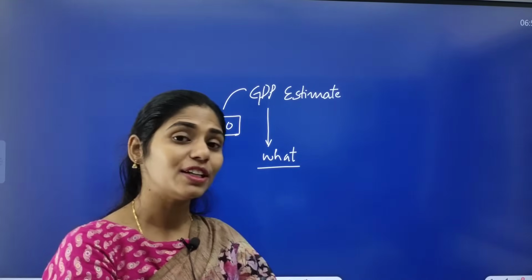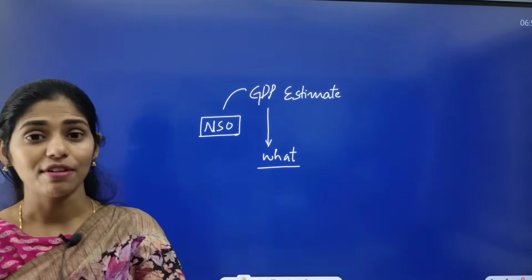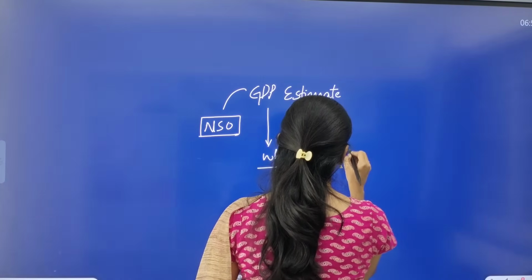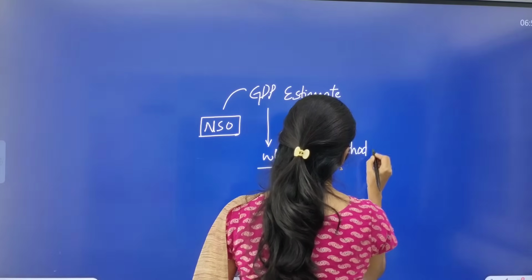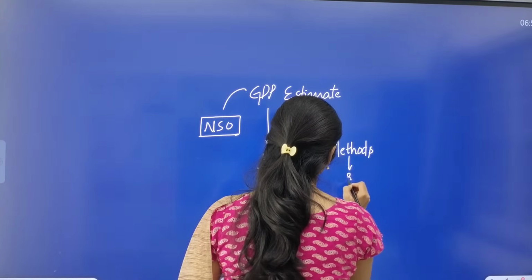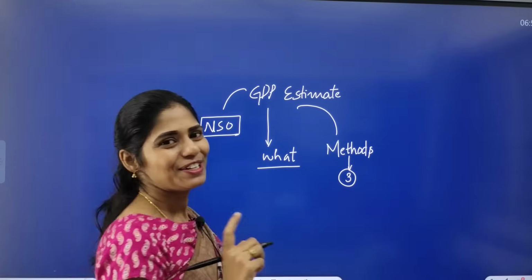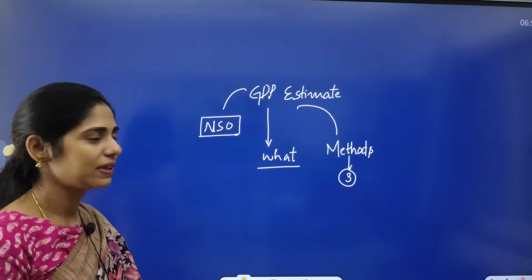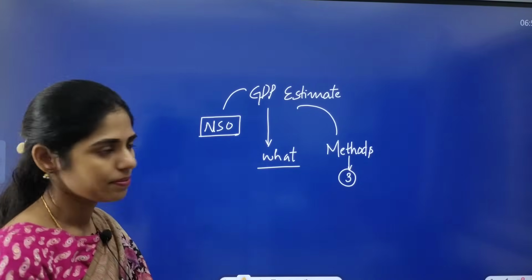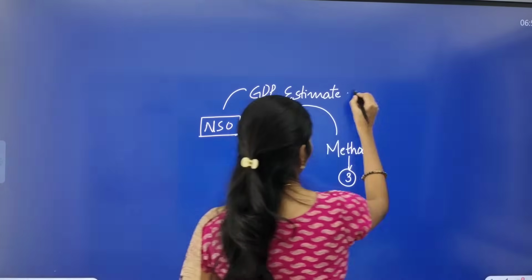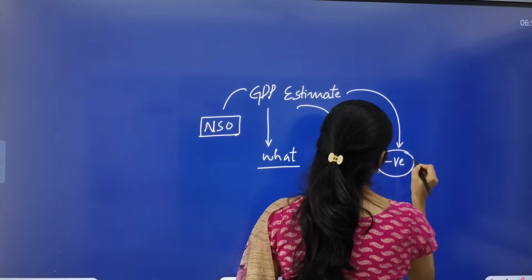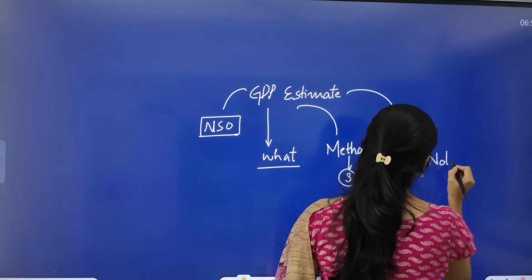There are different methods of estimating this GDP, so you have to know the methods. There are 3 types of methods. Please let me know which those methods are. One method is the expenditure method. So there are 3 types of methods for estimation of this GDP. And you have to see which things are not counted, not accounted in GDP.